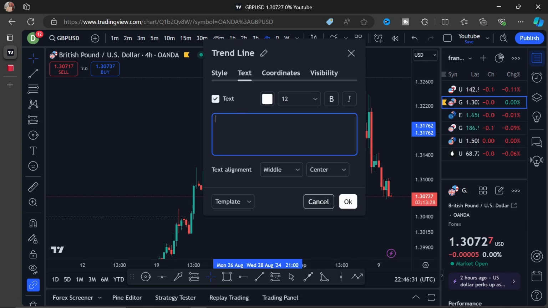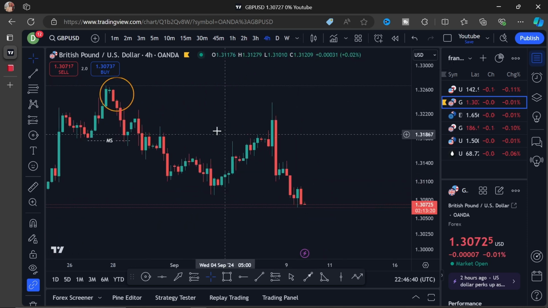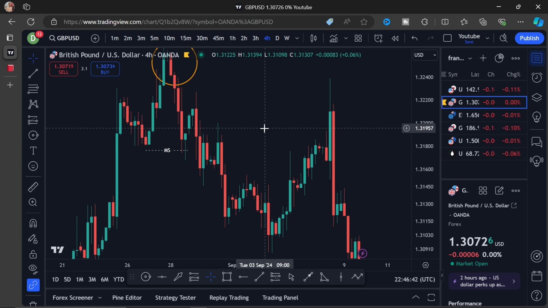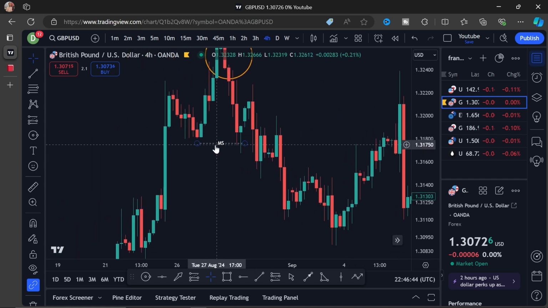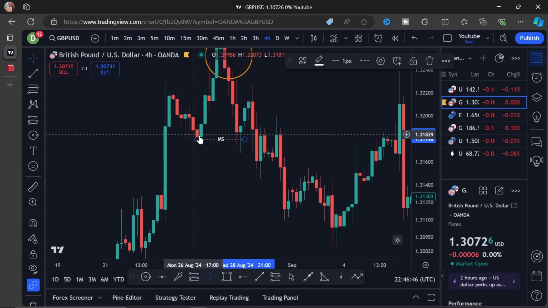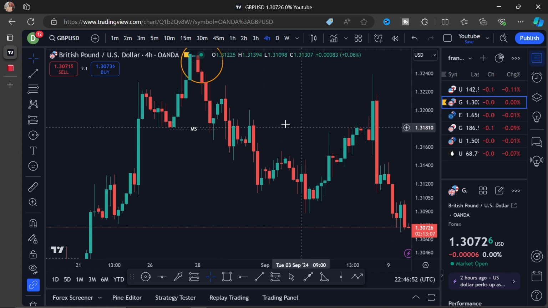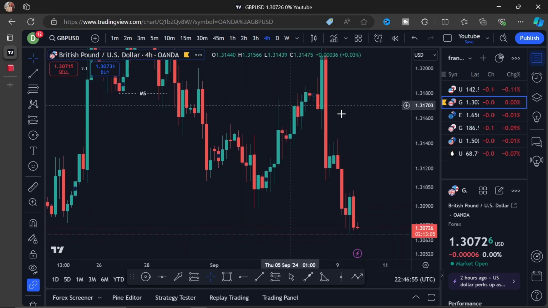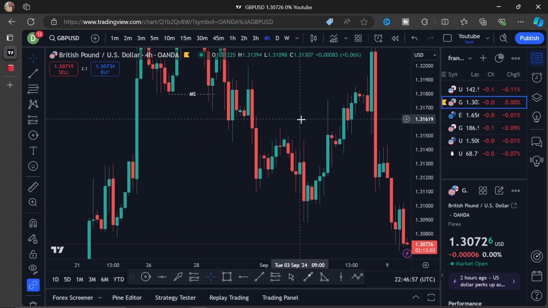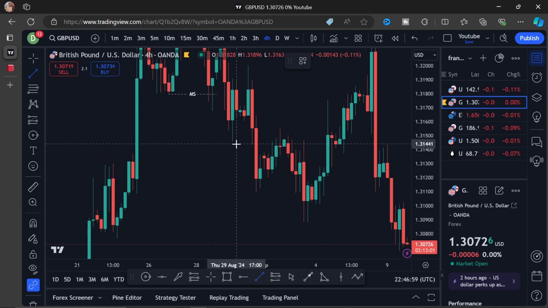So I'm just going to type here "market shift." So here we had a market shift, which is a change of character to some of you. It doesn't really matter, just call it the name you know. Because the market has officially taken out this higher low that it created here before continuing downwards. Now looking at the market direction right now, we all can agree that the market is in a full downtrend because we had a break of structure here.